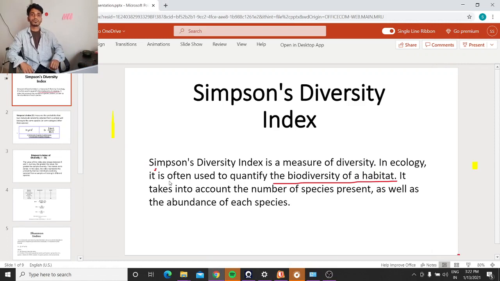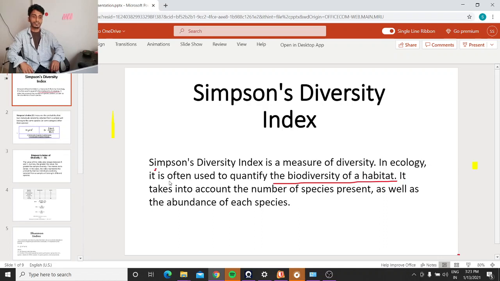Hello guys, welcome to Biovidya, and today we are going to discuss some of the most important ecological diversity index formula and their definitions, which are frequently asked in CSIR and other fellowship exams.